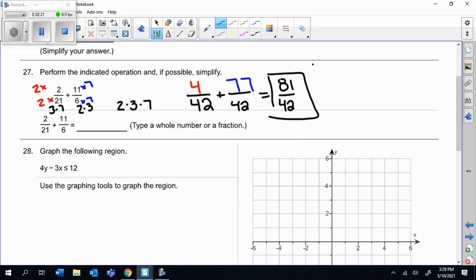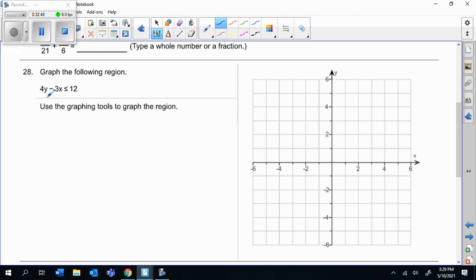Then we need to make sure that we can't reduce it. So as I am circling it, I recognize immediately that a 3 will go into both. 3 goes into 81 27 times, and 3 goes into 42 14 times, and now there are no common factors.